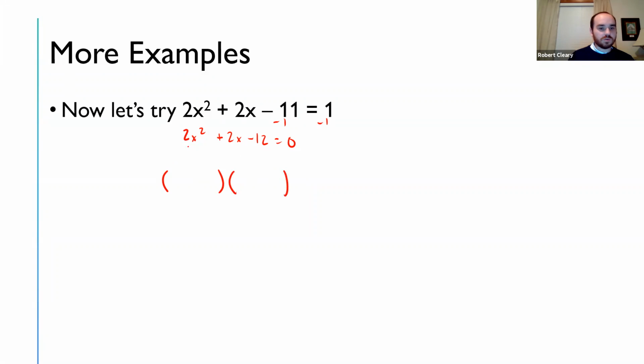Next up, we want to make our parentheses. So since we have a 2 in front of our x, one of these needs to have a 2 in front of it. The other one is just a normal x. Then for our second values, we're going to need to use factors of 12. So 12 can either be 1 times 12, it can be 3 times 4, or it can be 2 times 6. Because this is negative, one of them needs to be positive, one of them needs to be negative.